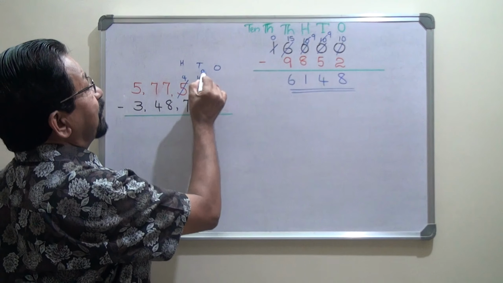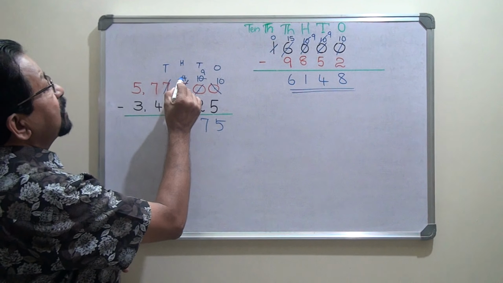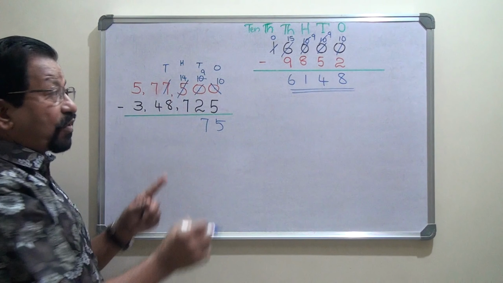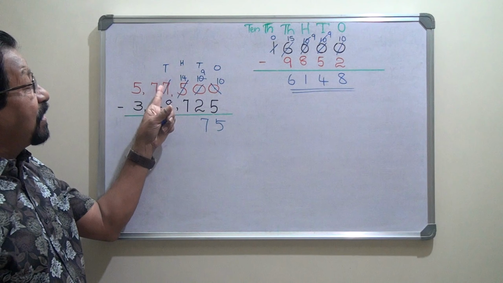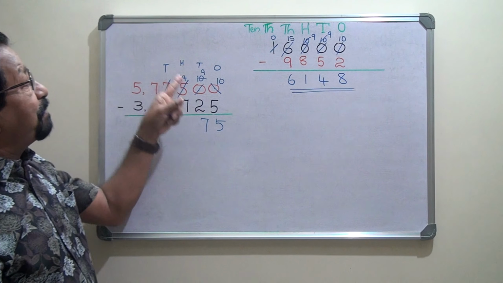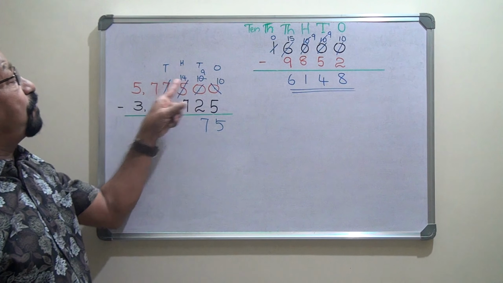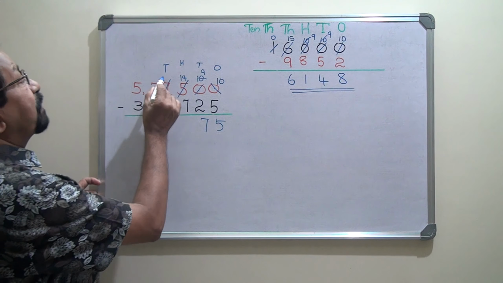400 rupees. Somebody wants 700 rupees. He cannot give. So he came to another house. This is the 1000 place. He borrowed a 1000 rupee note. It became ten 100 rupee notes. This becomes 14. 4 was already there, 400 rupees were there. 10 plus 4, 14. Here it becomes 6,000. Now 14 minus 7 is 7.